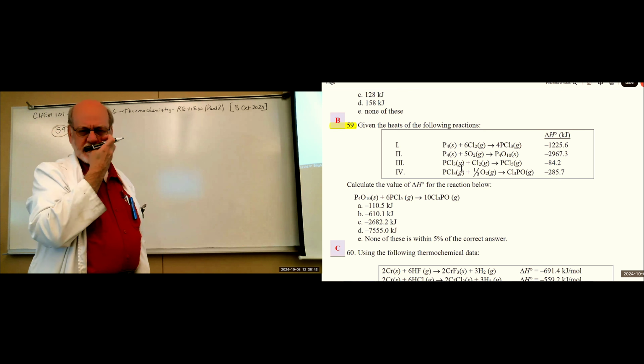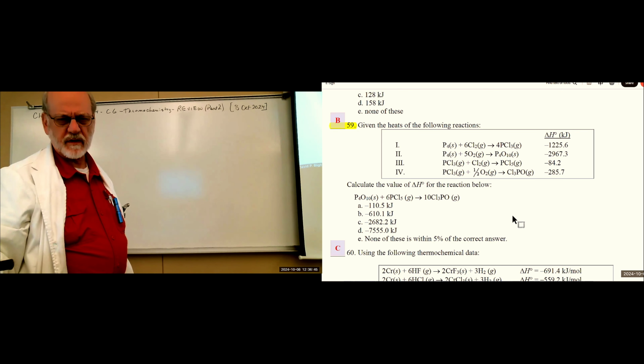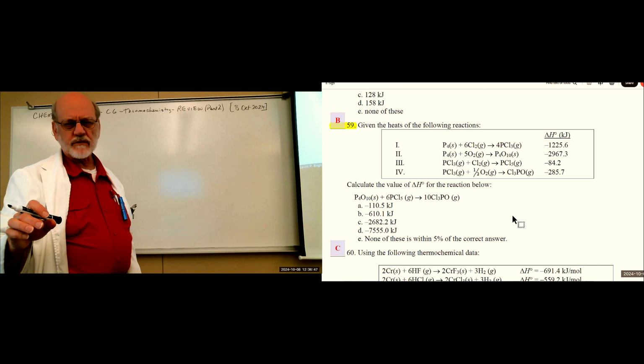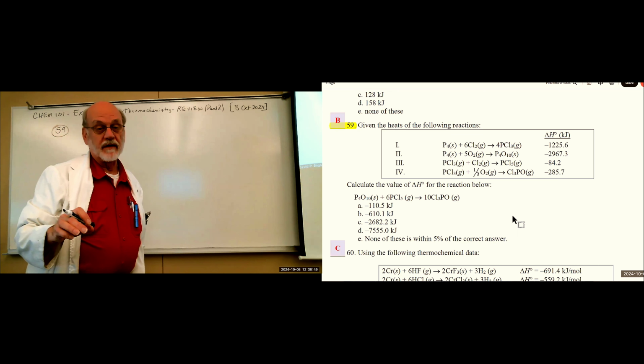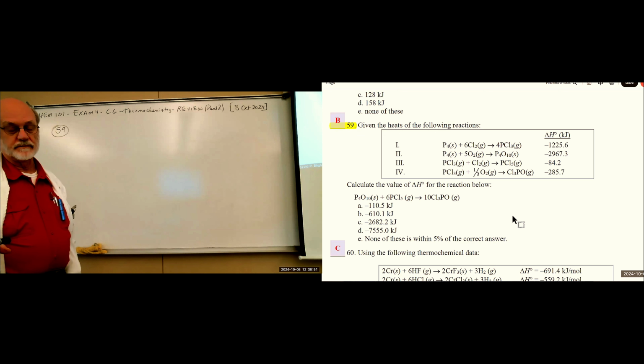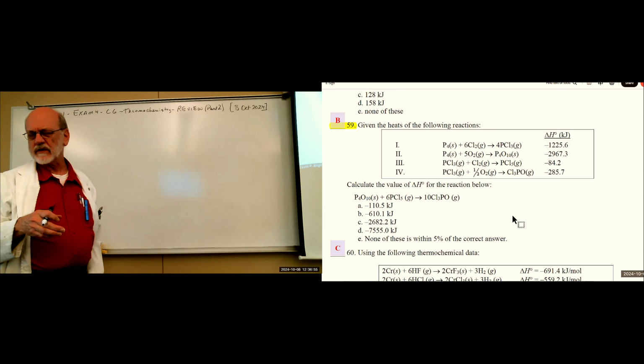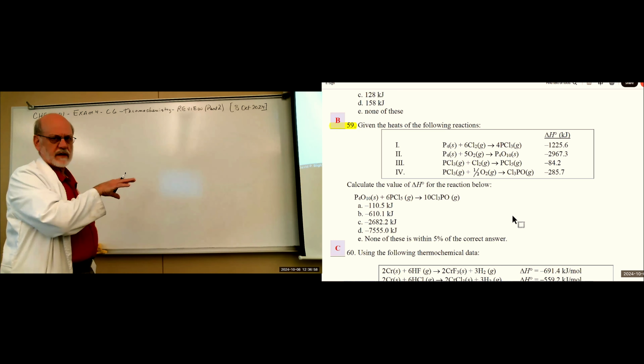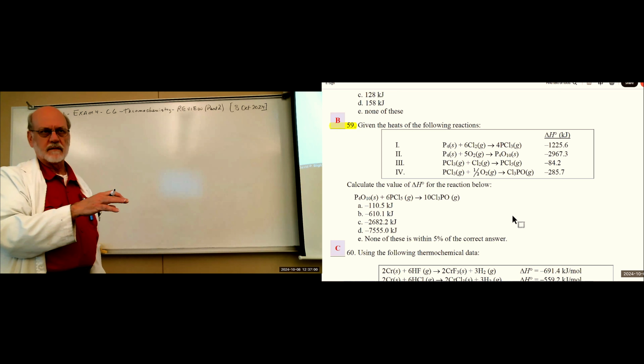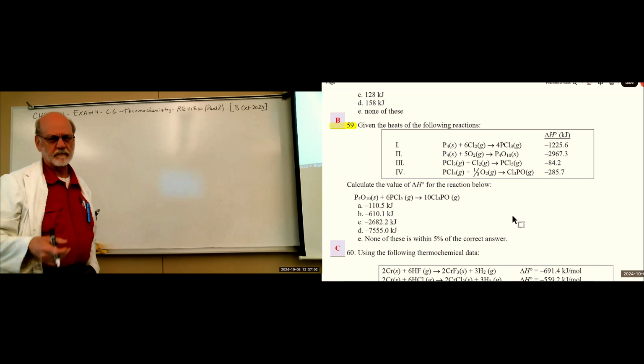Heats of the following reactions. All right, so we got 4 reactions in there. What's the value of delta H for the reaction below? All right, this uses Hess's law. And this is going to take some doing, but we haven't done a Hess's law in our review yet, have we? All right, so we need to do at least one.